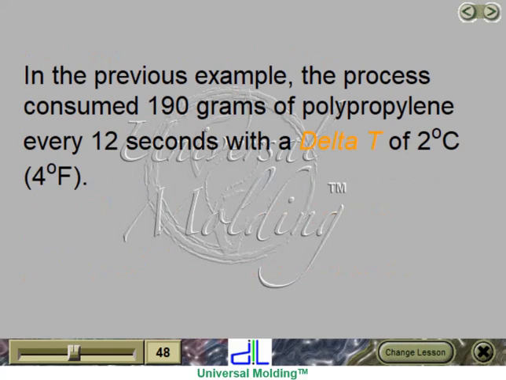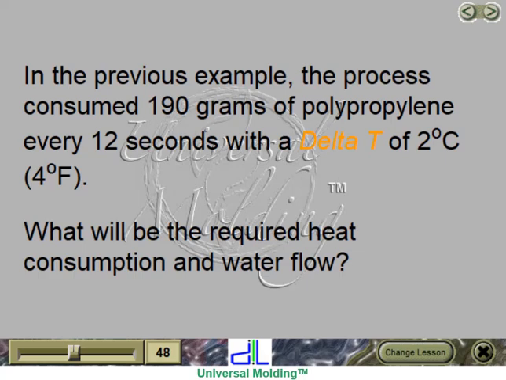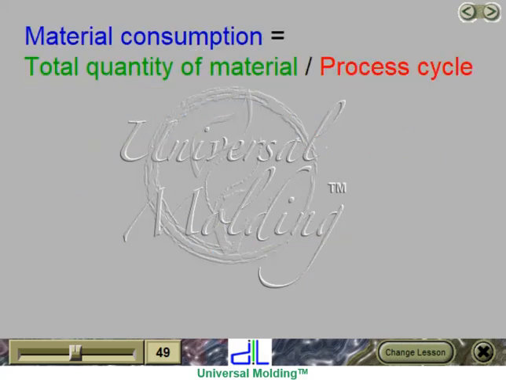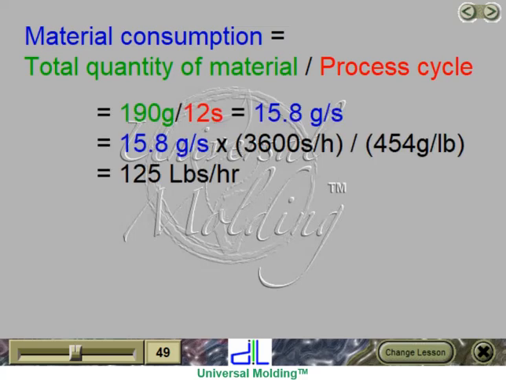In the previous example, the process consumed 190 grams of polypropylene every 12 seconds, with a delta T of 2 degrees centigrade, or 4 degrees Fahrenheit. What will be the required heat consumption and water flow? Using the equation for material consumption, where material consumption equals the total quantity of material divided by the process cycle, we have 190 grams divided by 12 seconds, which equals 15.8 grams per second. This can be converted into 125 pounds per hour.